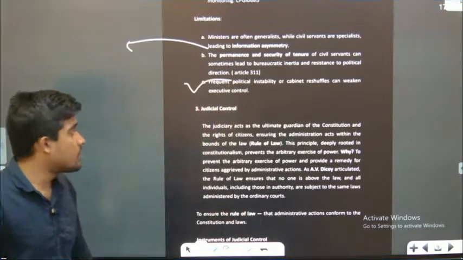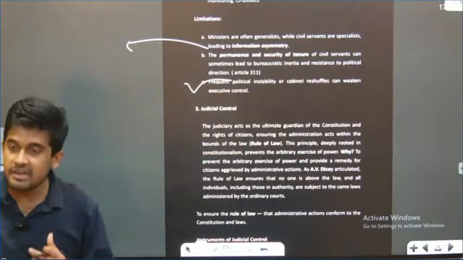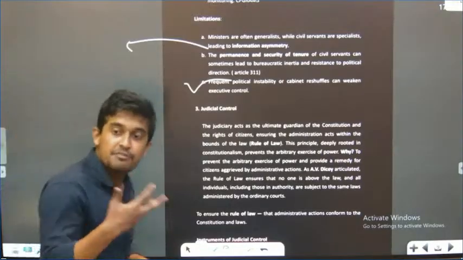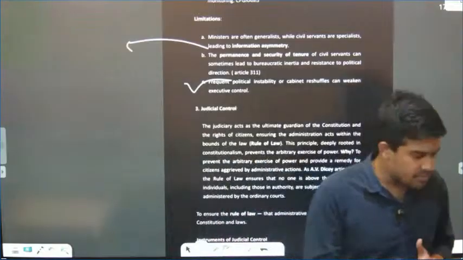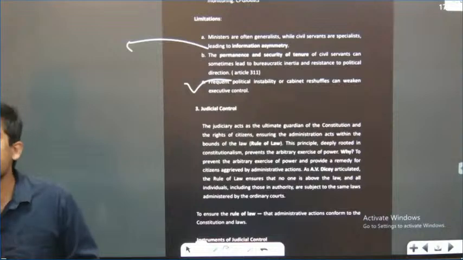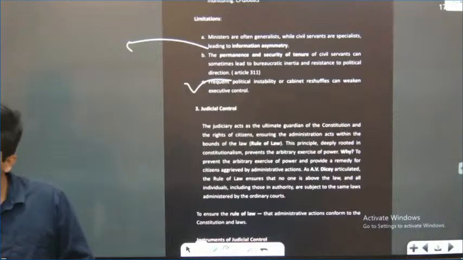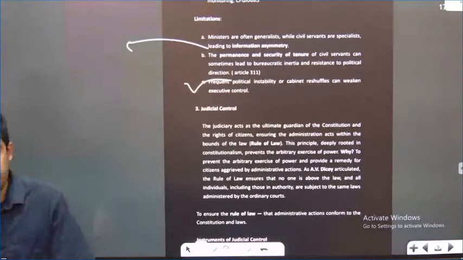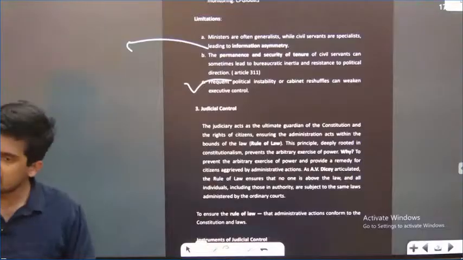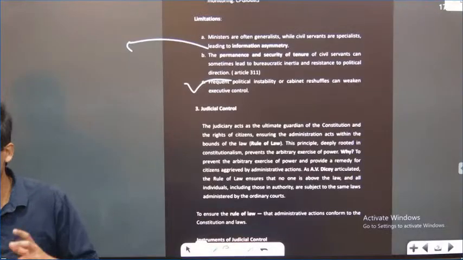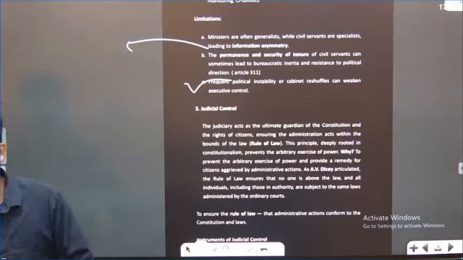Then frequent political instability or cabinet reshuffling that happens. So different every few years, new ministers might come. Yes, so that reshuffling happens, and it leads to some form of problem. That new minister comes and he does not know how work is being done. So everything is done by the secretary, who is a bureaucrat, and he favors the administration. So then external control or executive control is not exercised. Understood?